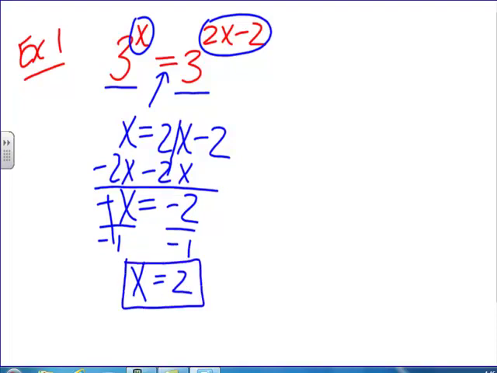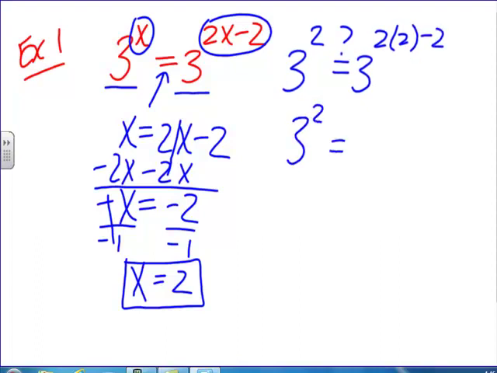And let me just go ahead and check that to see if that's true. So this is 3 to the second power equal to 3 to the 2 times 2 minus 2 power. And I think you could probably see already, 3 squared definitely is equal to, 2 times 2 is 4, 4 minus 2 is 2, 3 squared definitely equals 3 squared. So that was kind of the easiest one of these types of problems you're going to see. So we'll crank it up a notch.